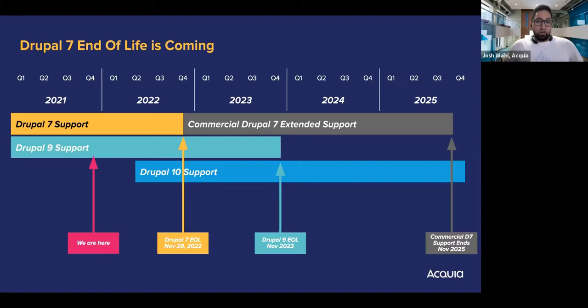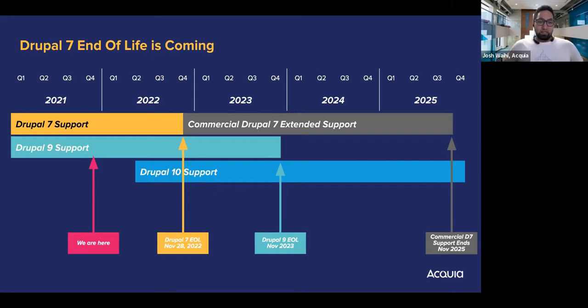And then we've got commercial Drupal 7 extended support, or the VES program in the community, that's going to keep commercial options for Drupal 7 support available through to 2025. So there's a bit of runway at the moment if you're hosting with a commercial provider who's part of that program.